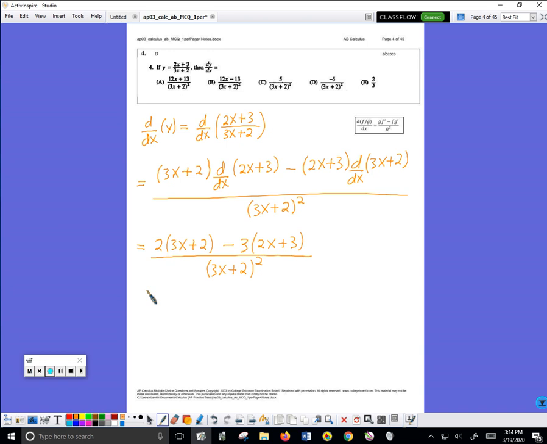So I'm going to distribute. So this becomes 6x plus 4. When the negative distributes, I get negative, so this one here is negative 6x, and then negative 9, all over the denominator.